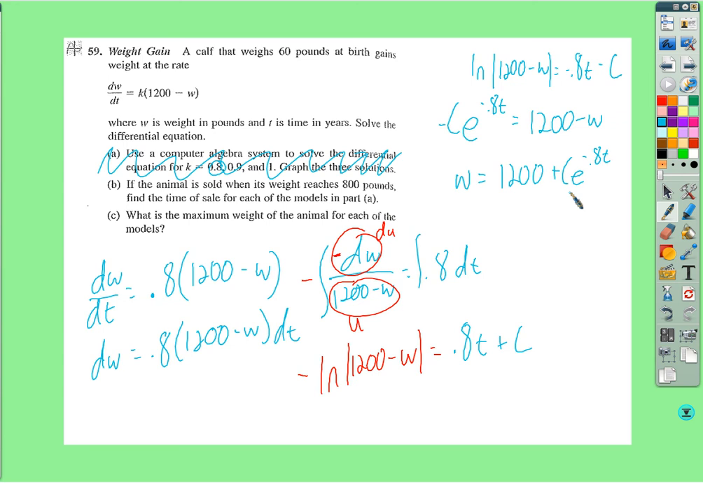Oh, the zero and 60. W is 60 when t is zero. Okay, so 60 equals 1200 plus c times e to the zero, right? So I put zero in there, and c is equal to negative 1140. So if the animal is sold at 800 pounds, by the time that happens.